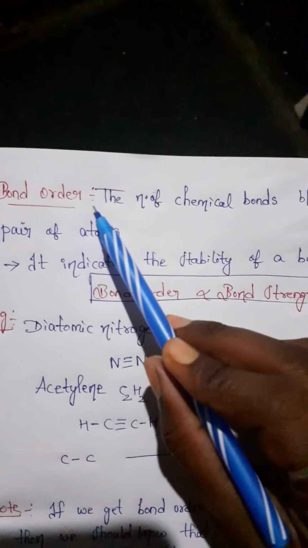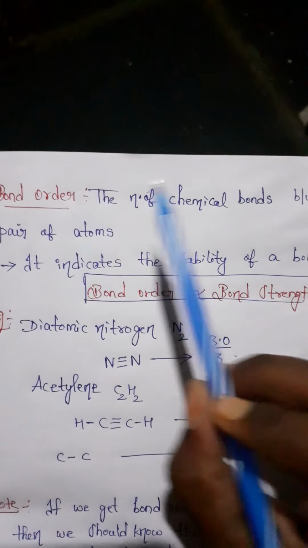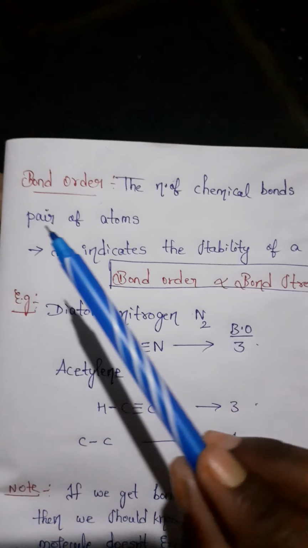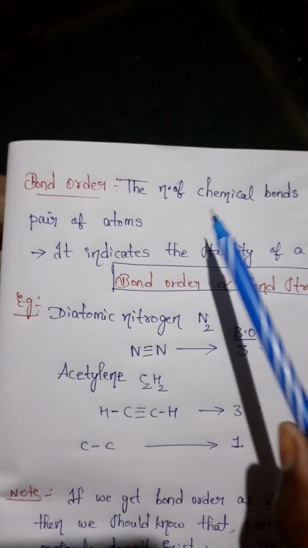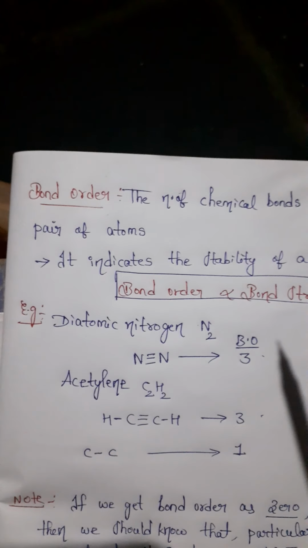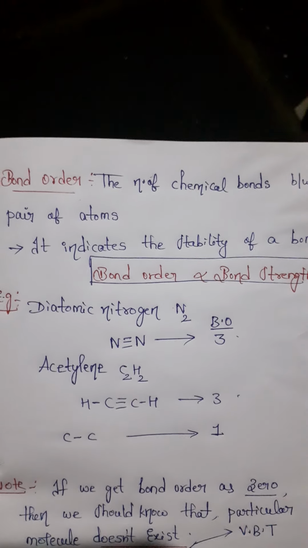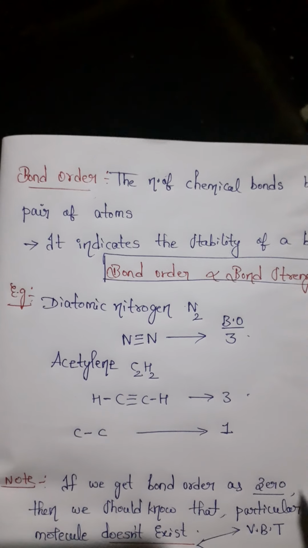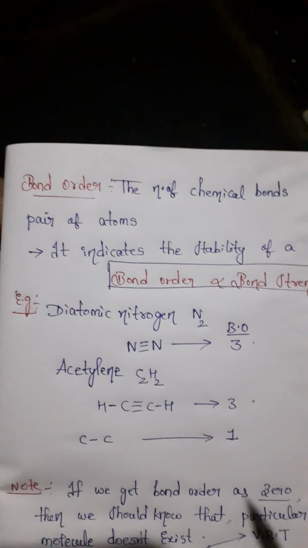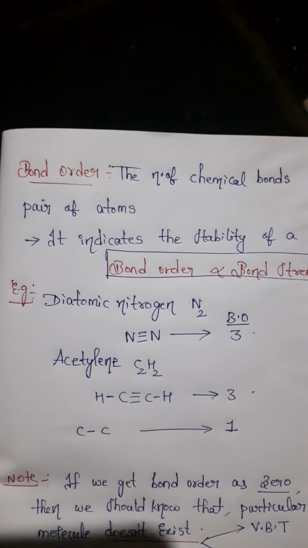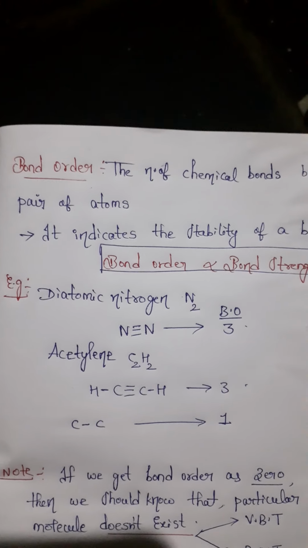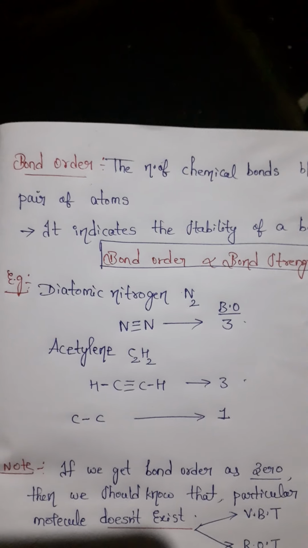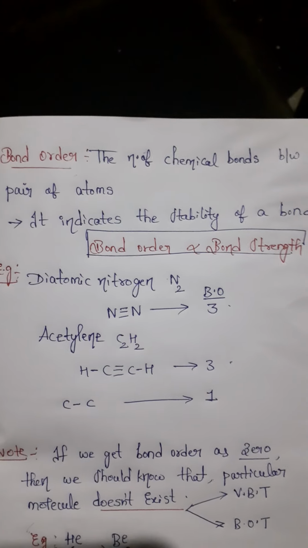This is bond order. Bond order means the number of chemical bonds between a pair of atoms. If we take two atoms, chemical bonds will definitely be present between those two atoms, no? So here we are counting the bonds present between those atoms. So the number of chemical bonds present between a pair of atoms is called bond order.